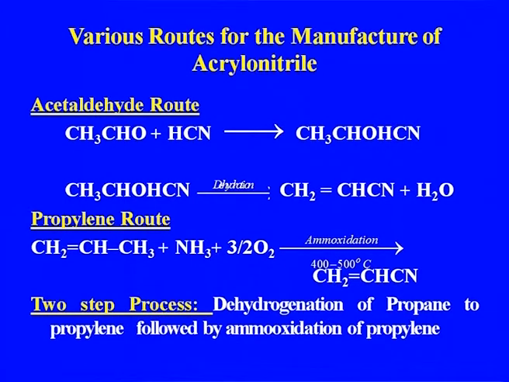Another two-step process that we are having, because you see the propylene, how to get the propylene? It is not only from the cracker, but we can also get propylene from the dehydrogenation of propane, that is on-purpose propylene. So propane to propylene, followed by ammoxidation of the propylene. This is how the various technological developments have taken place regarding the raw material.